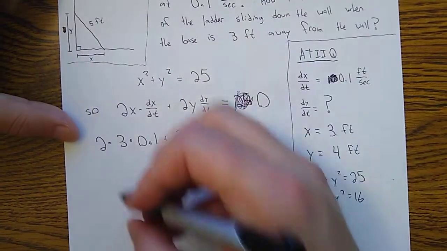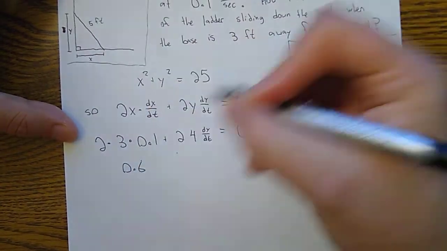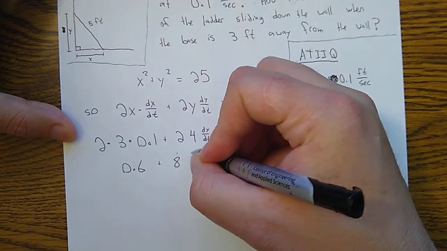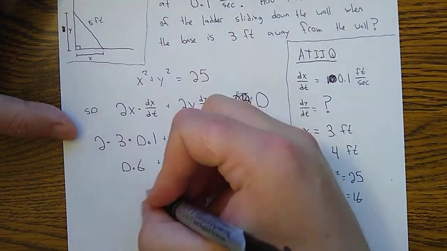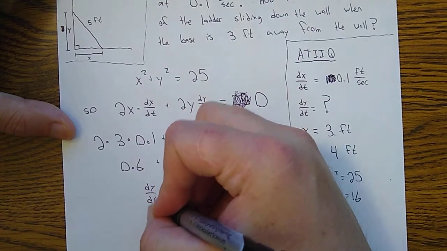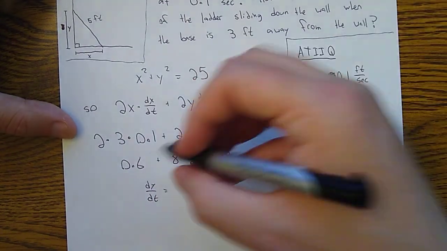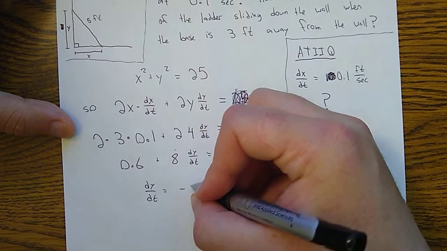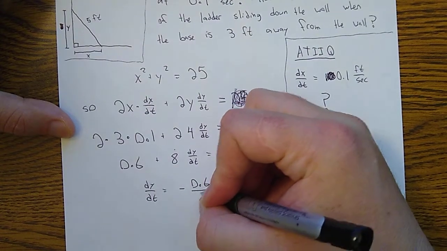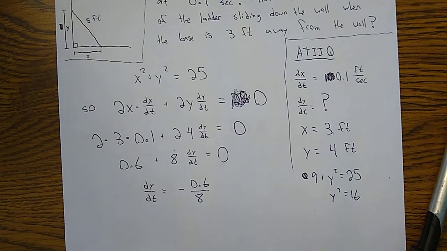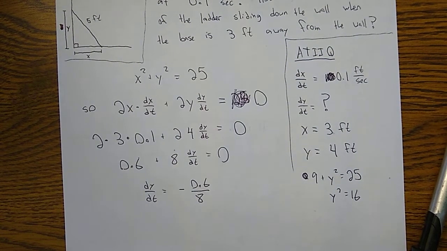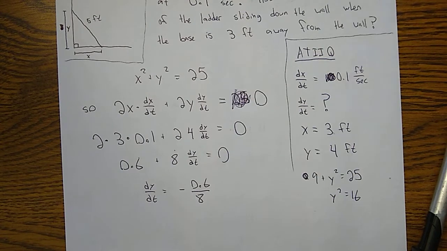Yeah, so then this shouldn't be hard. 0.6 plus 8 dy over dt is 0. So this would be negative 0.6 over 8. Let's get a decimal for that.